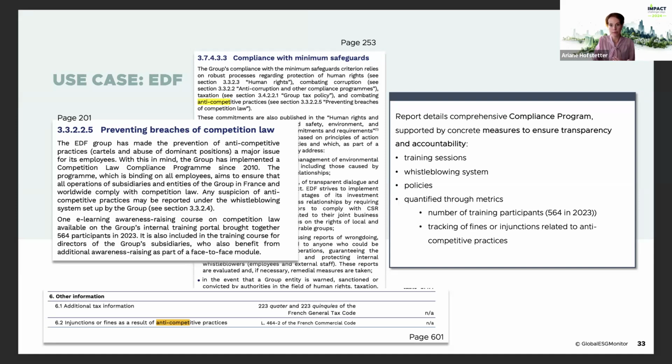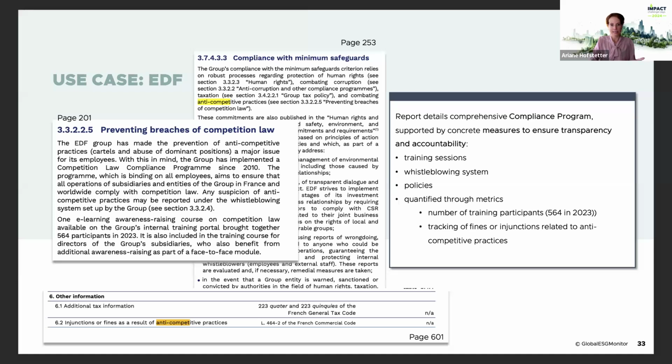That's a key concern. And then they report on measures, how they implement this commitment in their company, such as with training on competition legislation or through a whistleblowing system. And then these key measures are also explained in key figures. So what did they reach? And there they talk about, for example, 564 training participants in 2023 they had on this kind of trainings.